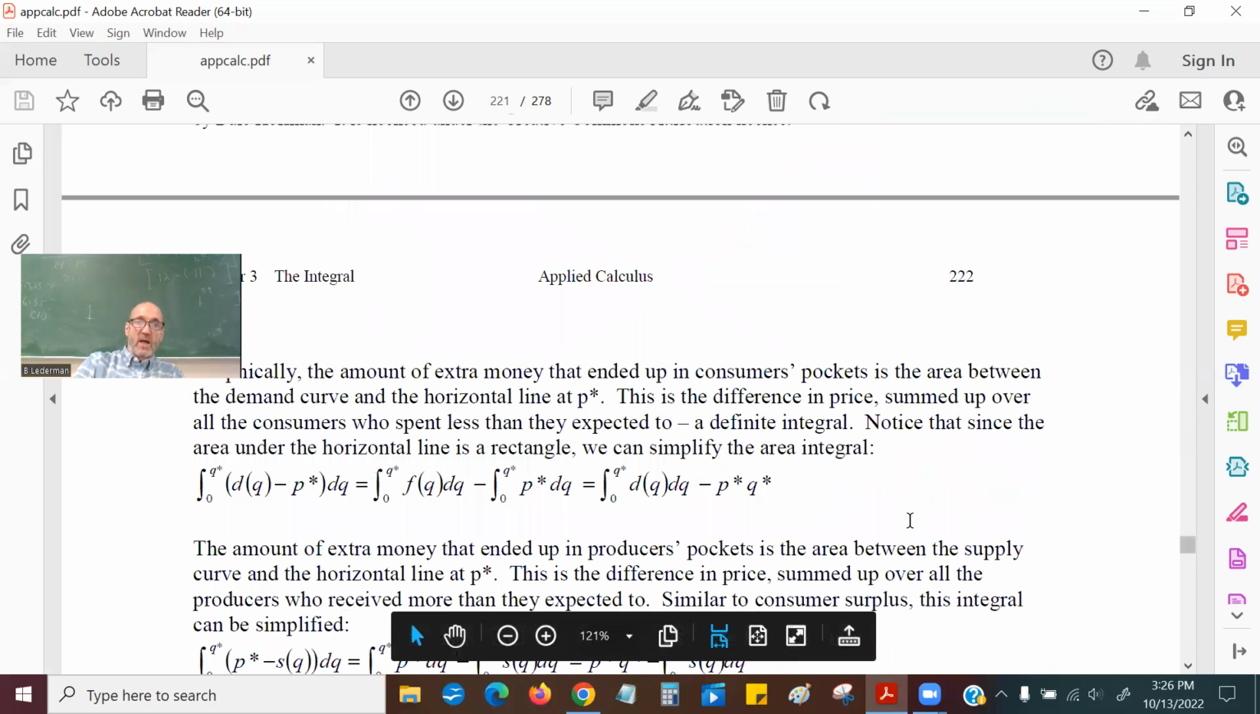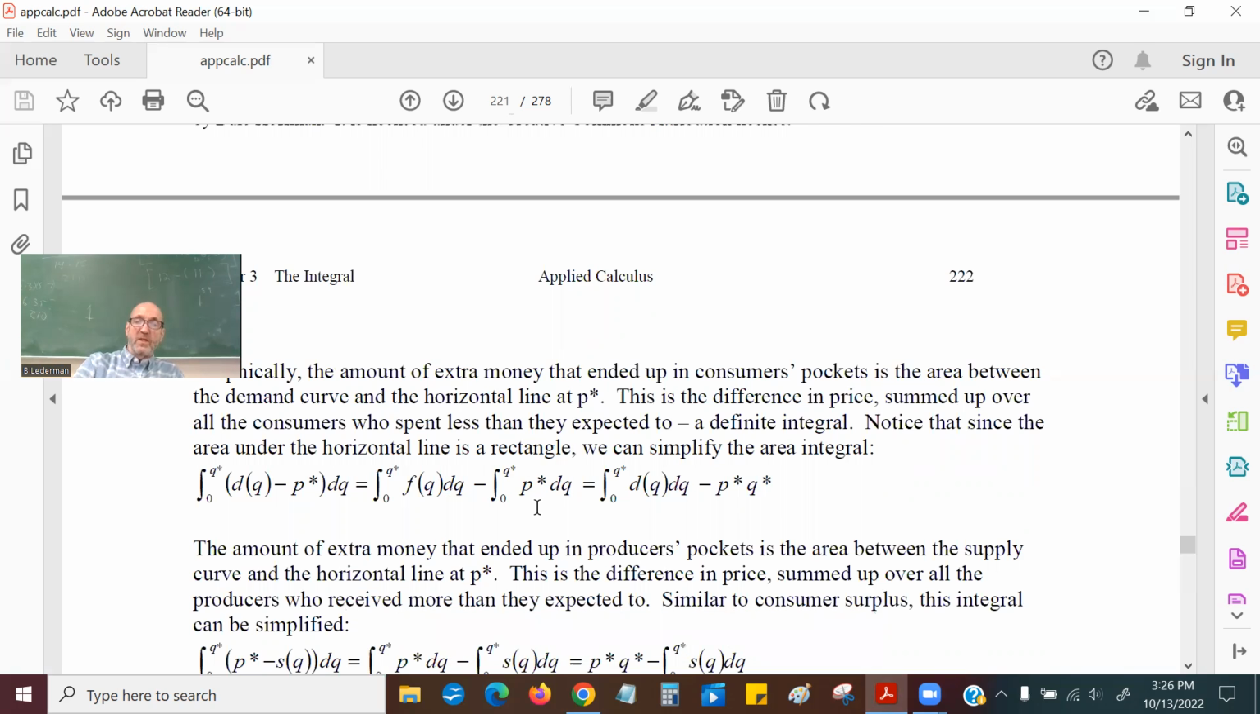So now that's going to be the integral from 0 to Q star of D of Q dQ minus the integral from 0 to Q star of P star dQ. And that's going to be the integral from 0 to Q star of D of Q dQ, it sounds funny to write it that way, minus P star Q star.